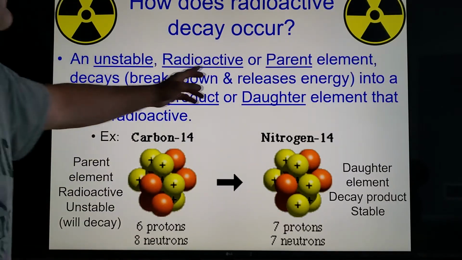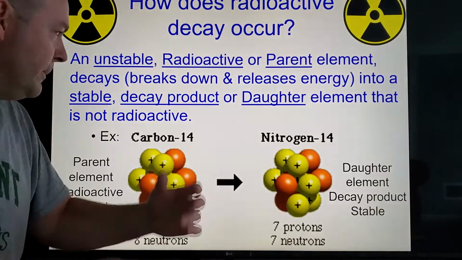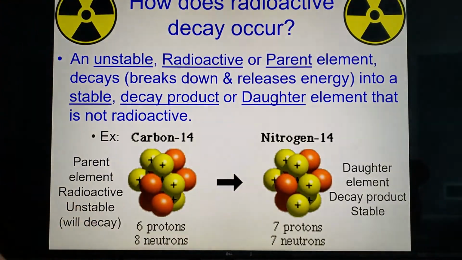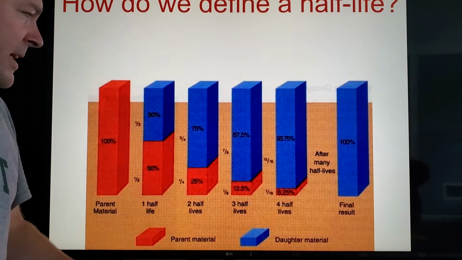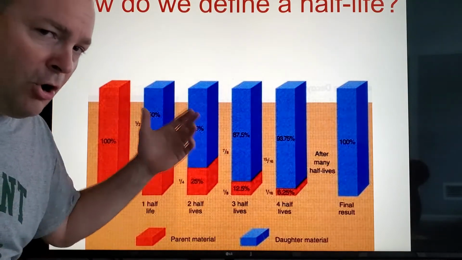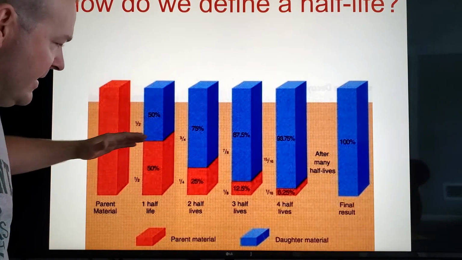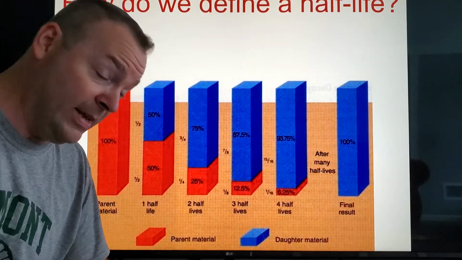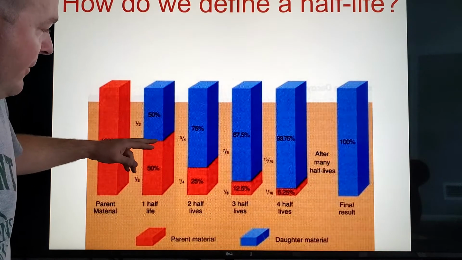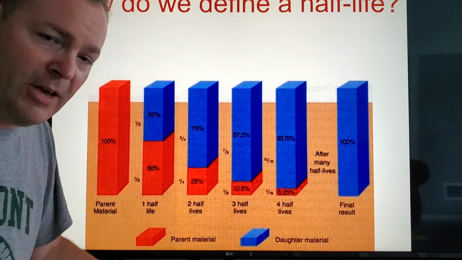Anyways, an unstable radioactive parent decays or breaks down at a predictable rate, and it will turn into a daughter product. Kind of looks like this mathematically. Let's say you have 100% parent, let's call it carbon-14. Over time, it will decay, and when it hits that 50% mark, we say it's hit its first half-life. Now, if you take half of a half, you get a quarter. When it hits this point, it's at its second half-life.